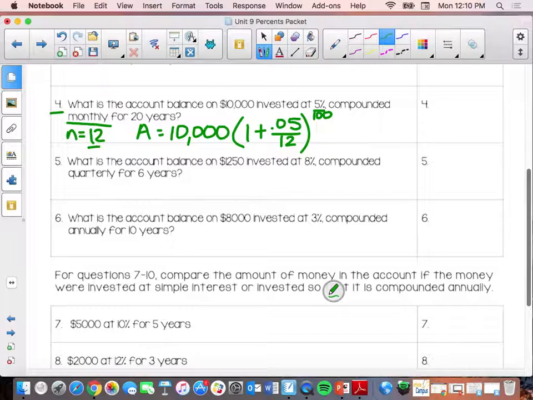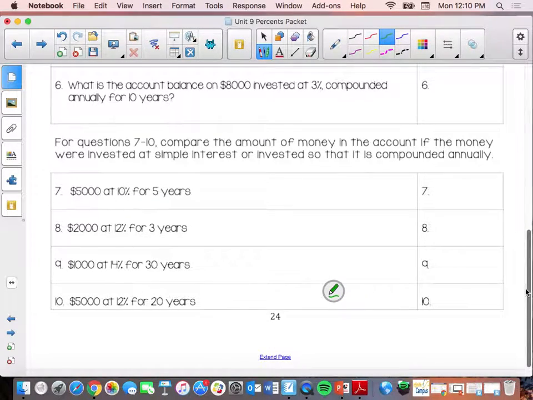But N is 12 and T is 20. So you can either do 12 times 20, or you could do that ahead of time. Please make sure that whole thing is in the exponent. And you should get, make sure you do this yourself, pause the video, $27,126.40.